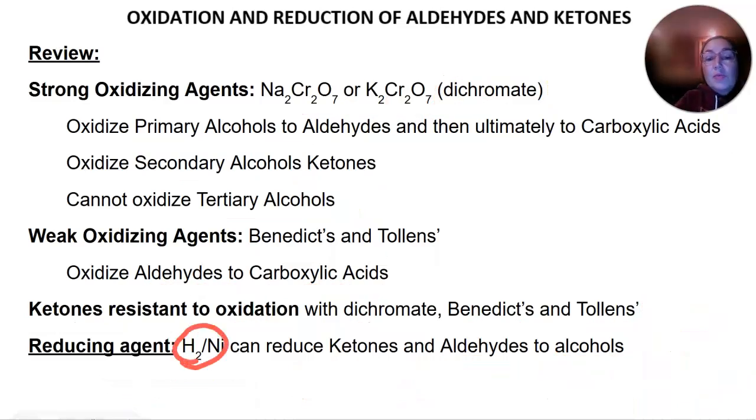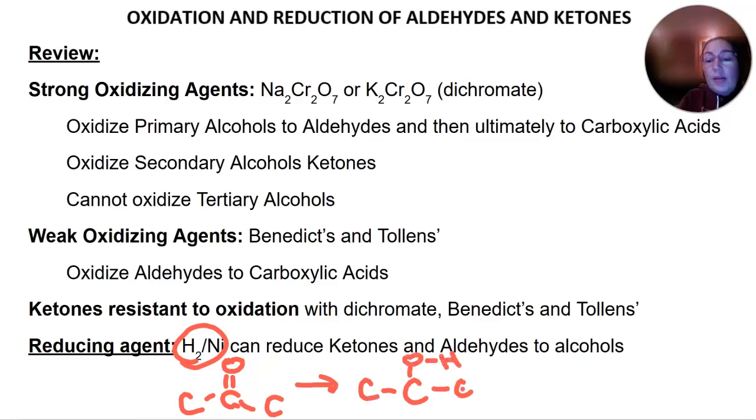Here, this reagent can take a ketone. So we've got our C double bond O, and we're bonded to carbons on either side, and can reduce it back to an alcohol. So then our C is going to be bonded to an O and an H, and it'll be bonded to C's on either side, but it will have a hydrogen right here. And so it's a reduction because you'll have one more bond to hydrogen and one less bond to oxygen.